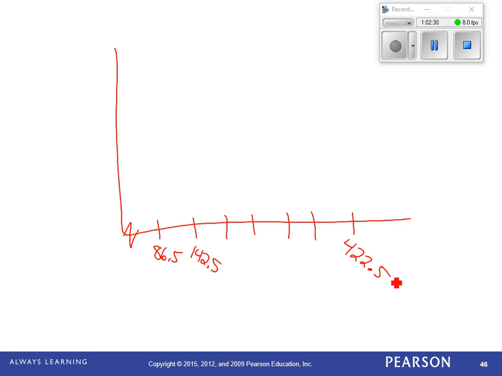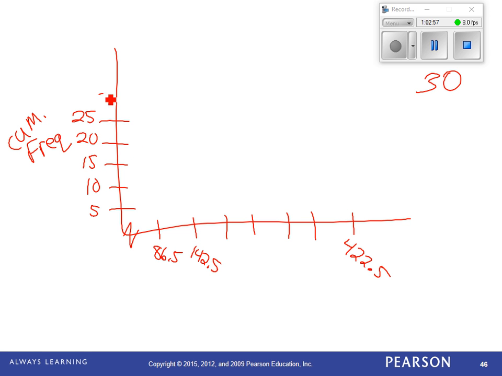Now over here on our side, this is our cumulative frequency. So that's the frequency as we add it up. So I can't just go 2, 4, 6, 8, 10, because as we go through adding this up, we know we're going to get to a total of 30. So we might want to go something like 5, 10, 15, 20, 25, 30, 35.